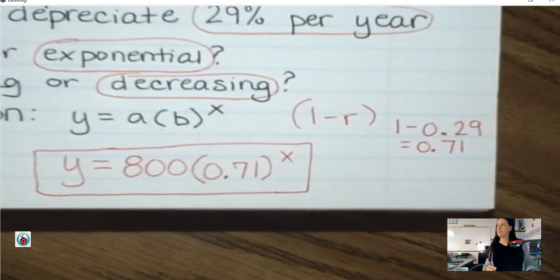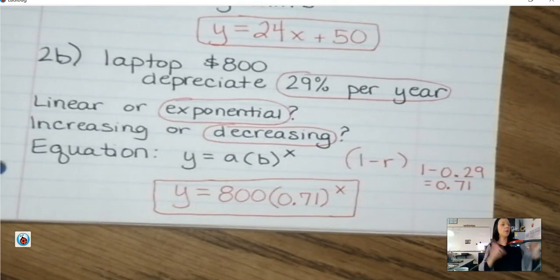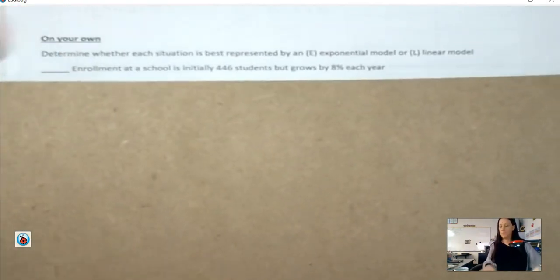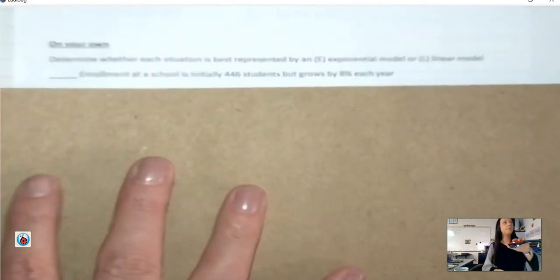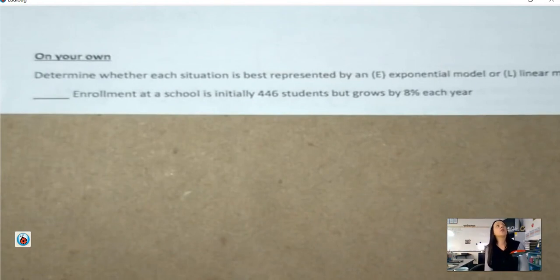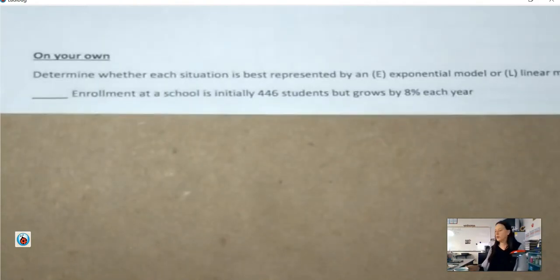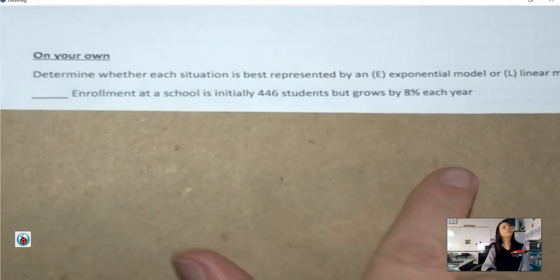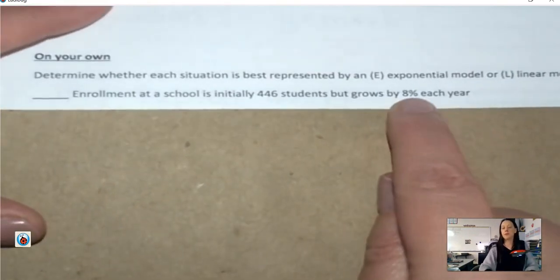Okay, for the rest of these questions, I'm going to put a sentence, and you're going to figure out, is it linear or is it exponential? Question 1. Enrollment at a school is initially 446 students, and it's growing 8% each year. Talk with your table. What kind of model will that be, exponential or linear? Okay, everybody, what's that one? That's exponential because it's growing by 8%.